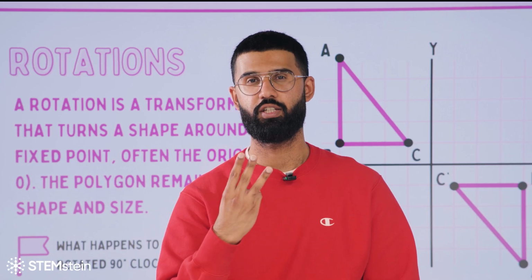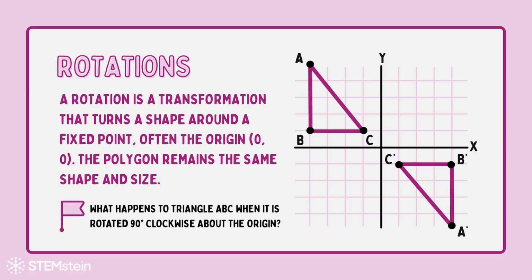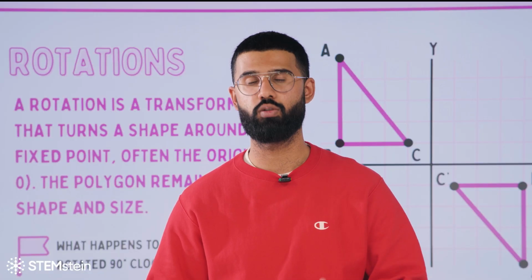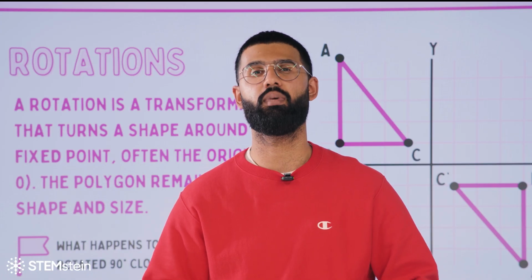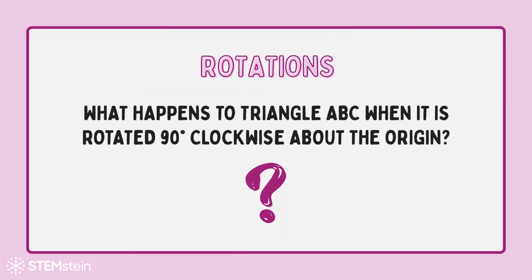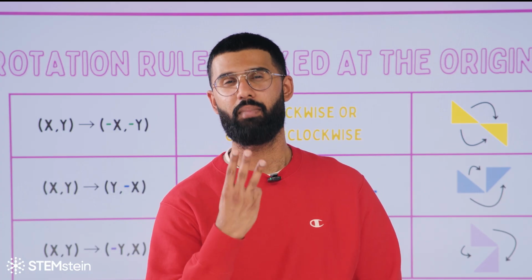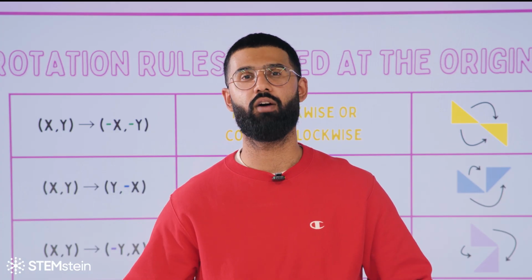Our third transformation is rotation. Rotation is when a polygon turns around a fixed point. Most often, that point is going to be the origin, which is 0, 0 on the Cartesian plane. You got to remember though that when you're rotating a shape, its size and actual shape do not change, meaning it's still congruent. What do you think happens to the coordinates of triangle ABC when it's rotated 90 degrees clockwise about the origin? We have to remember 3 main rotational rules, and they're all about the origin.